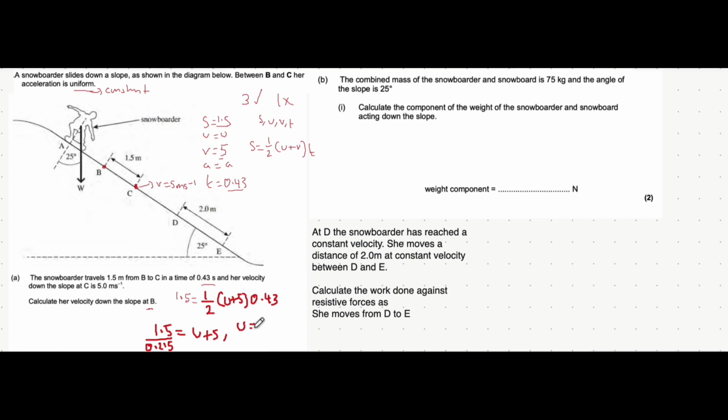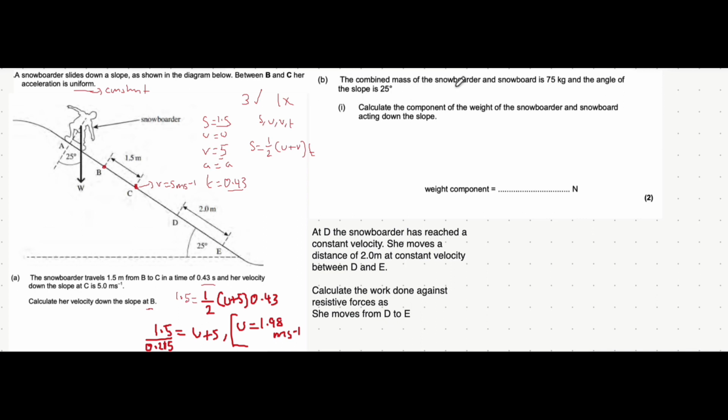When we do that, we get U is equal to 1.5 divided by 0.215. Sorry, that looked like a decimal point. If we do that in our calculator, we'll get a value of something around 7. And then if we do 7 take away 5, we get a speed of 2, or 1.98 meters per second to be a bit more specific. I sped through that rearranging a little bit quickly because I'm sure you guys know how to rearrange. Let's now move on to B part I.